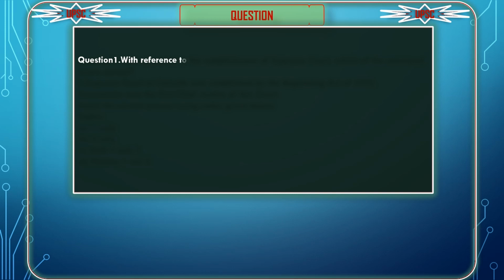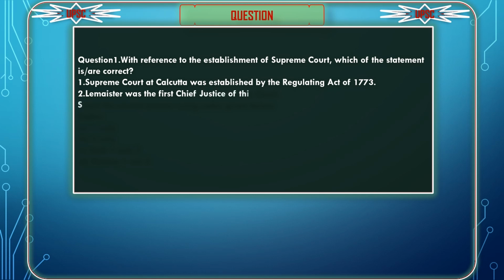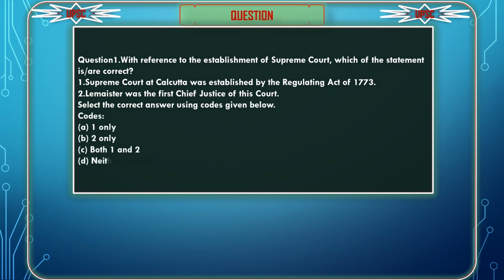With reference to the establishment of Supreme Court, which of the statement is/are correct? 1. Supreme Court at Calcutta was established by the Regulating Act of 1773. 2. Lemaister was the first Chief Justice of this court. Select the correct answer using codes given below. Codes: A. 1 only. B.